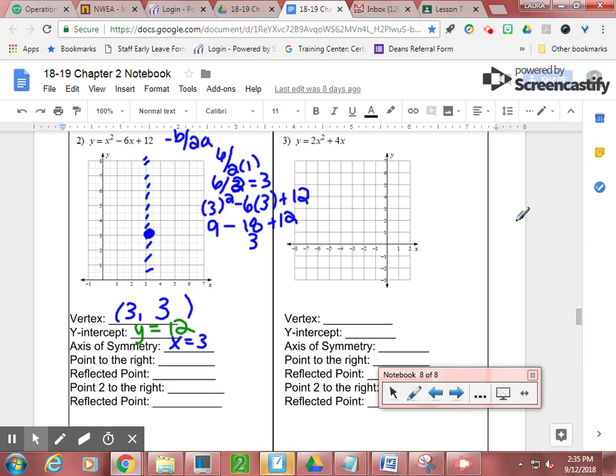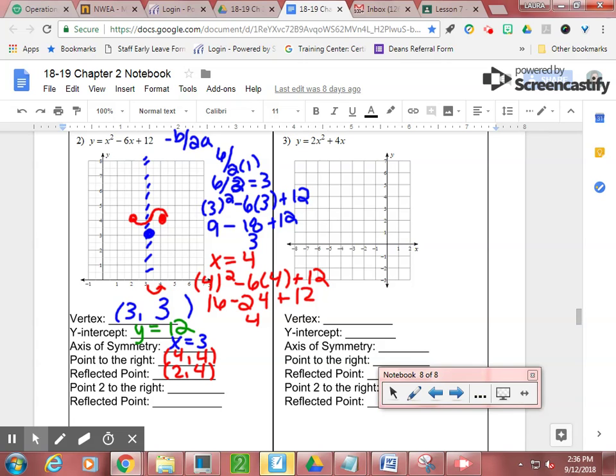So now plug in a point to the right. So if we started at 3, the point directly to the right of that is at x equals 4. So now we're plugging x equals 4 into the equation. So 4 squared, minus 6 times 4, and plus 12. So 16 minus 24 plus 12 is 4. So that's the ordered pair 4, 4. So I graph that, go over 4, up 4. To reflect that point, I say, okay, I'm 1 away from the axis of symmetry. I'm going to go 1 away from the axis of symmetry here. And that's the point 2, 4.